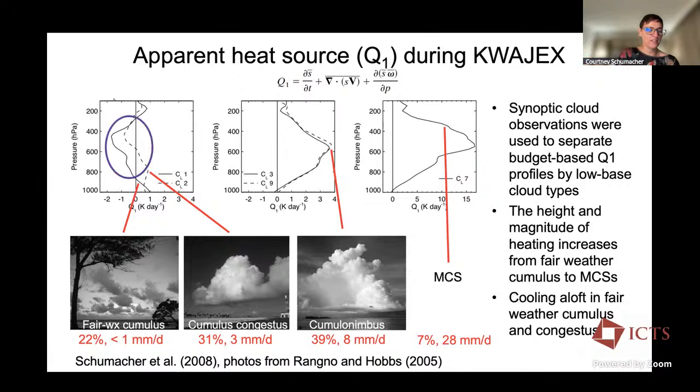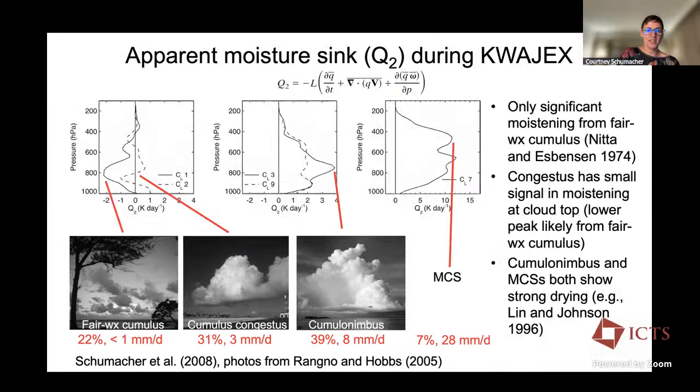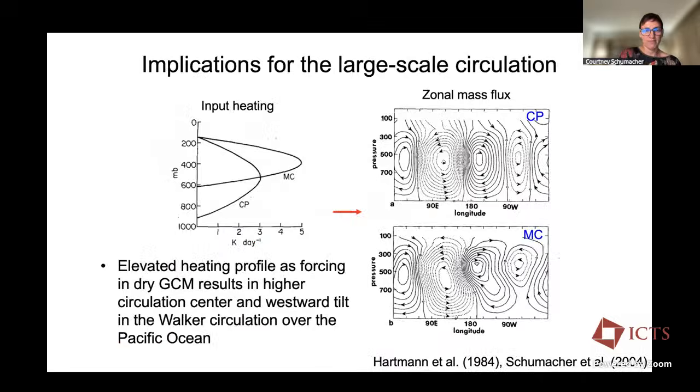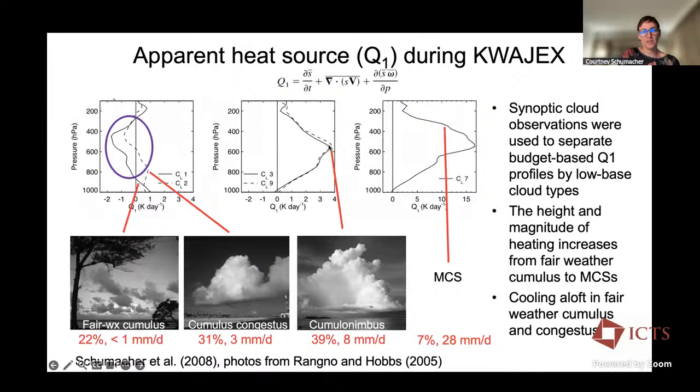I think I'll skip something I have about the moistening. I'd rather have questions at the end. This heating has implications for the large scale circulation. So this was a study done long ago by Hartman, but I redid it for my PhD work. If you took the heating, hopefully that looks like that cumulonimbus heating to you. We go back. See, this is our cumulonimbus heating with the mid-tropospheric maximum, and then you have more of this elevated heating with a higher maximum in the MCS.